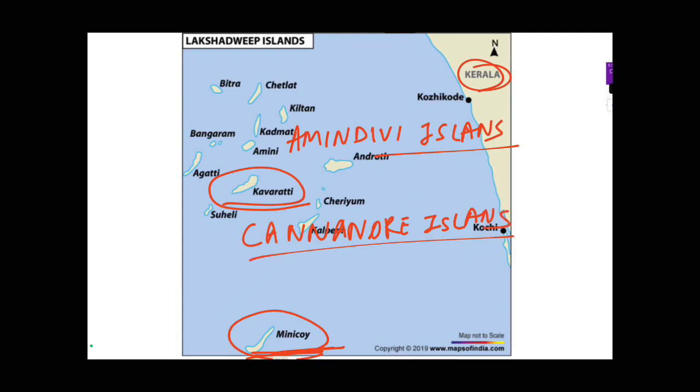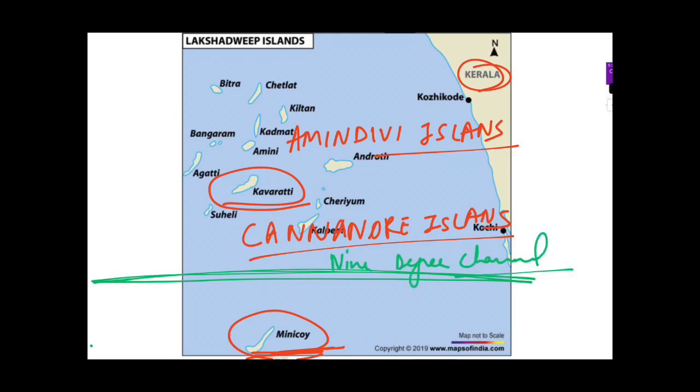Okay. And one more important thing, as we have read like 10-degree channel, here it is 9-degree channel, which separates Cananore Islands and Minicoy Islands. And one most important channel, here lies 8-degree channel, which separates Lakshadweep Islands and Maldives, which is also the island territory of India. So keep it in your mind that 8-degree channel separates Lakshadweep and Maldives, which is also the island territory of India. 9-degree channel separates Cananore Islands and Minicoy, and 10-degree channel separates Andaman Islands from Nicobar Islands.